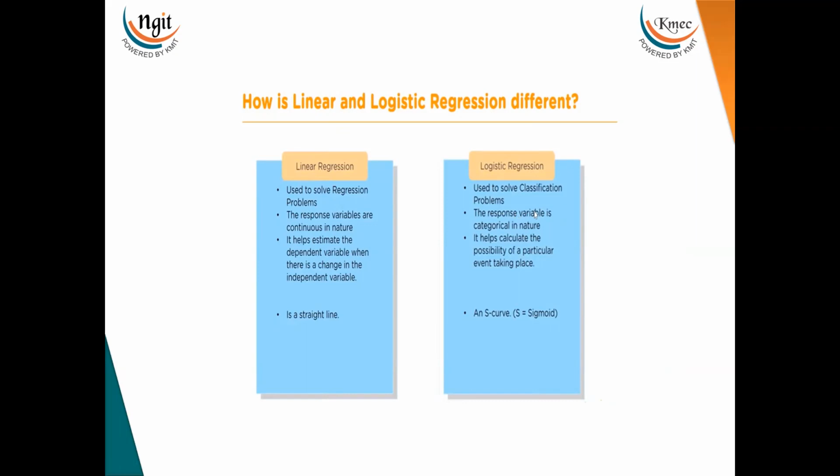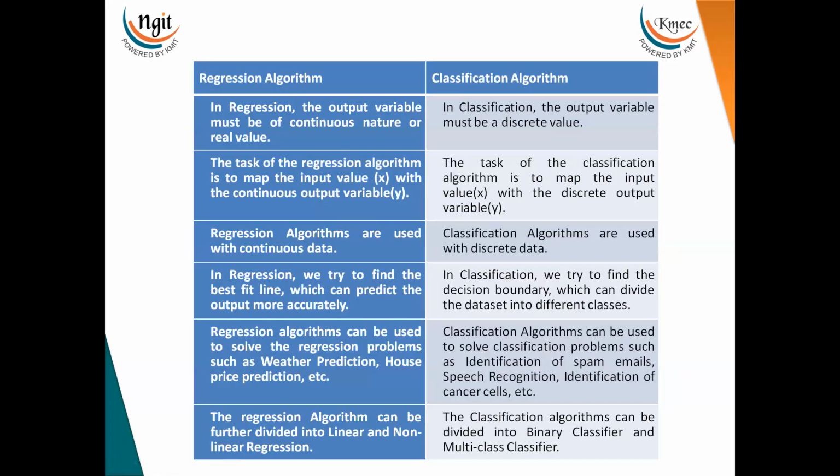Other differences: linear regression helps to estimate the dependent variable when there is a change in the independent variable. But logistic regression helps to calculate the possibility of a particular event to happen or not to happen. Okay, for that only we use the odd success concept. In the case of linear regression, we'll have a straight line, but in the case of logistic regression, we'll have a curve, which we are drawing through the sigmoid function. So this is the basic difference between linear regression and logistic regression.